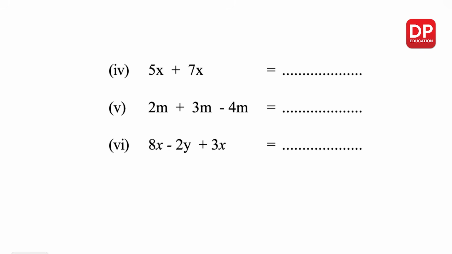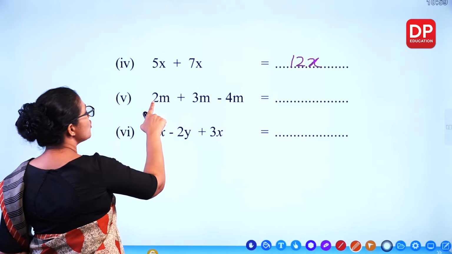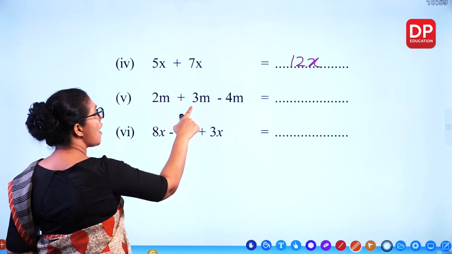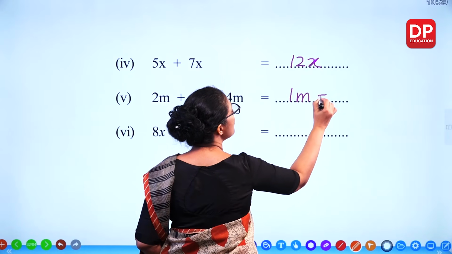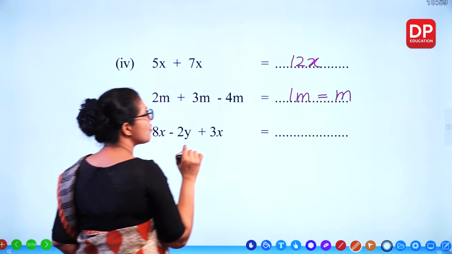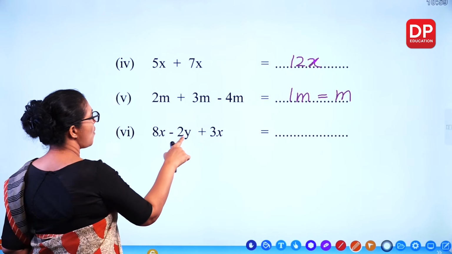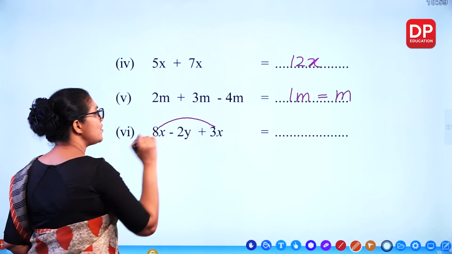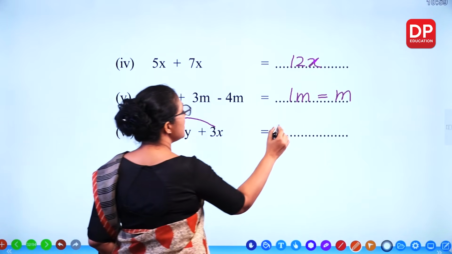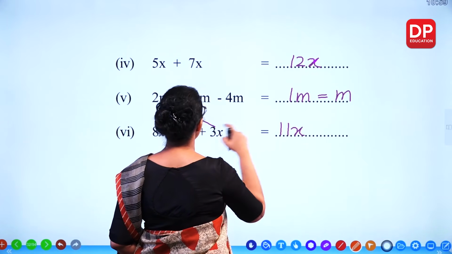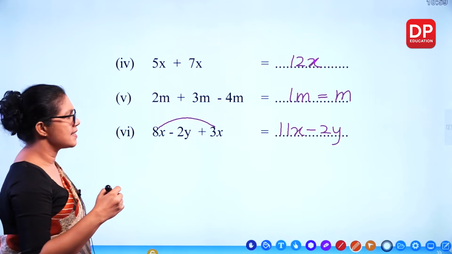5x plus 7x, you can write 12x. 2 plus 3, 5. 5 minus 4, 1. 1m, or you can write just m without writing 1. Now can we add x and y? No, but we can add these two. Those are like terms. 8 plus 3, 11x. But you can't add the y term, so you can write it as it is, minus 2y.